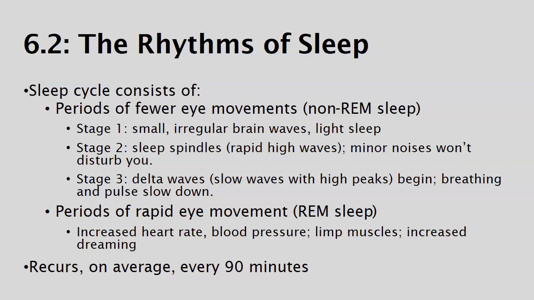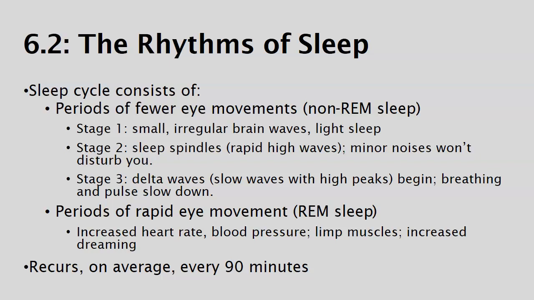So to talk about sleep in terms of the circadian rhythm, or to talk about it as a biological rhythm, we first have to discuss the stages of sleep. And among those stages there are two types. The first is non-REM sleep and the second is REM. REM stands for rapid eye movement.